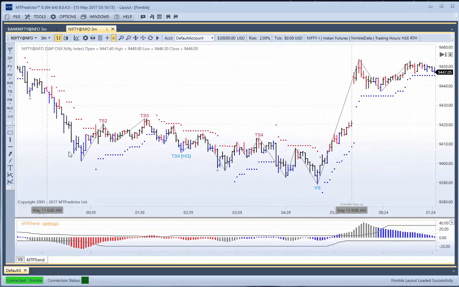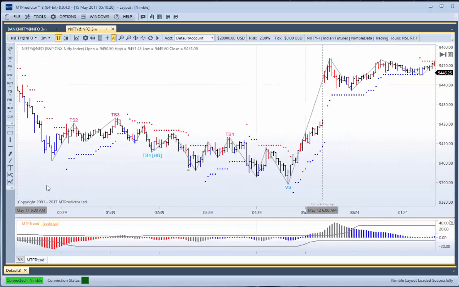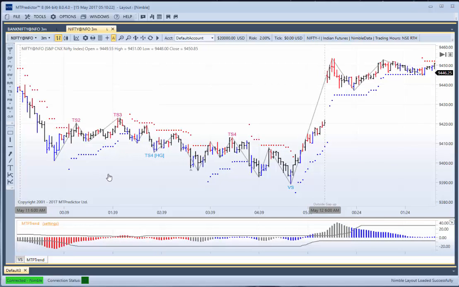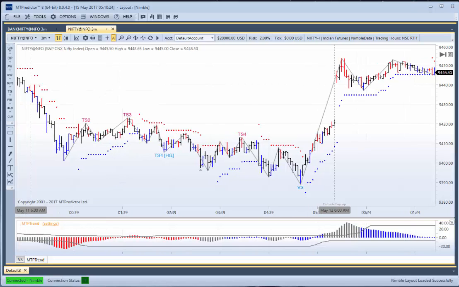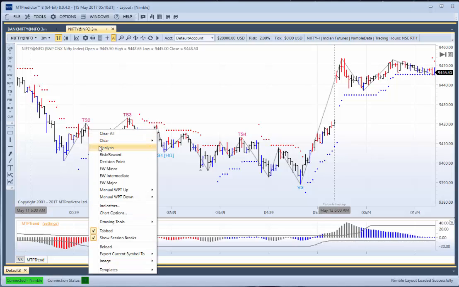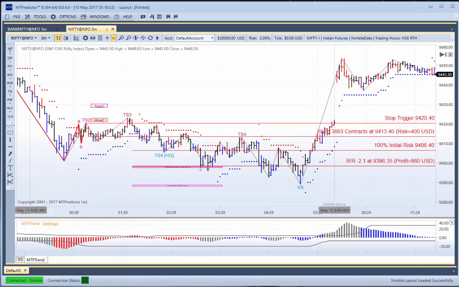This was Friday the 12th of May, and you can see here we had some trade setups. Let's start a bit earlier in the day where we had a TS2 sell on a red MTP trend. Largely trend was down, so we right mouse click on that red sell bar, do analysis, and that would have got you into a short trade.